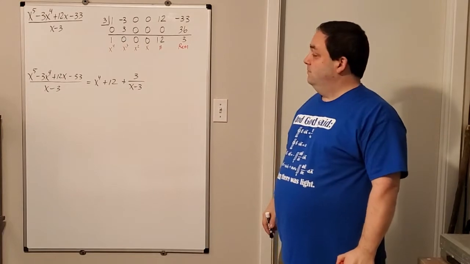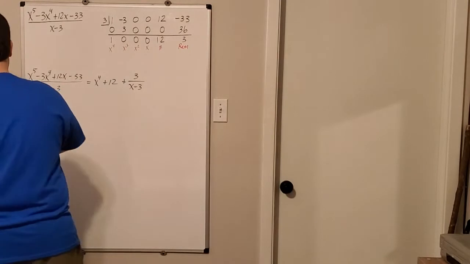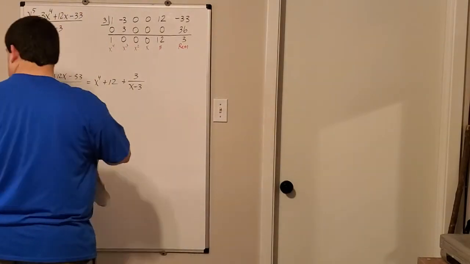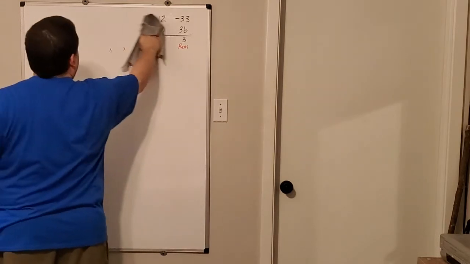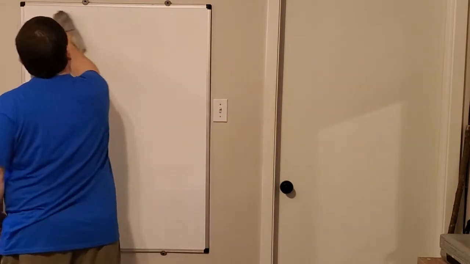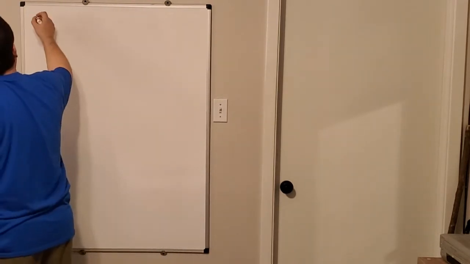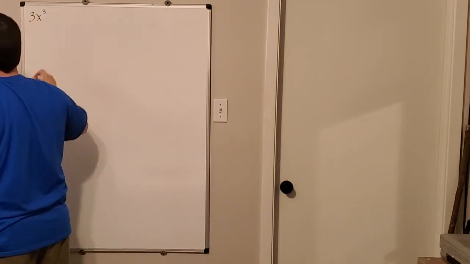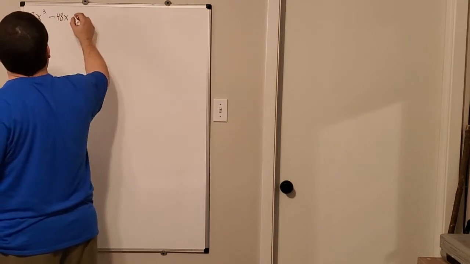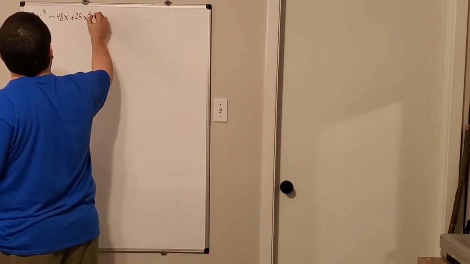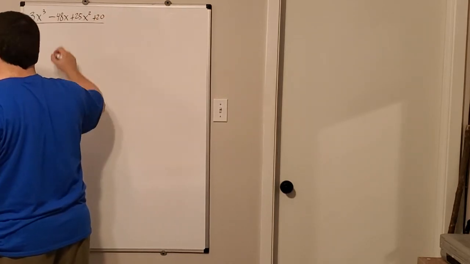All right, so let's do the next example. The next example is 3x to the 3 power minus 48x plus 25x squared plus 20 divided by x plus 10.